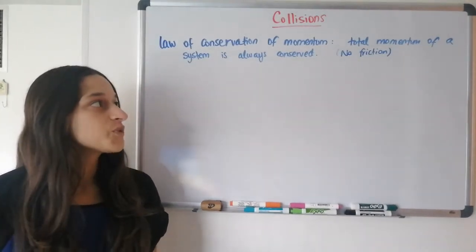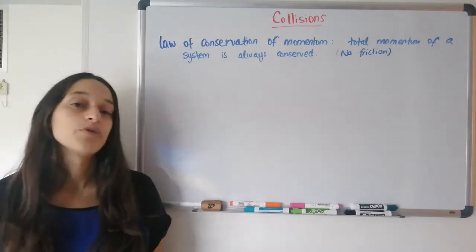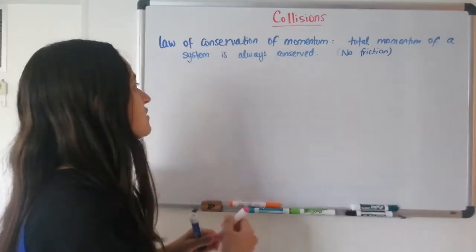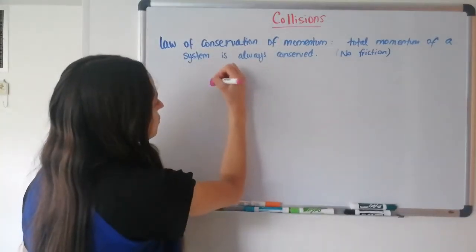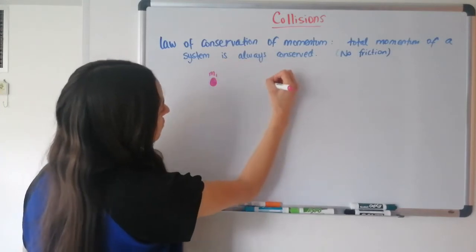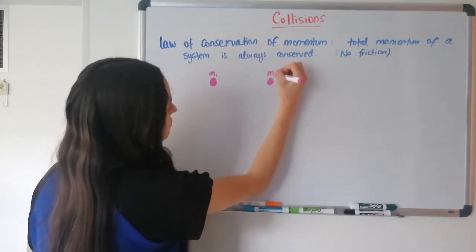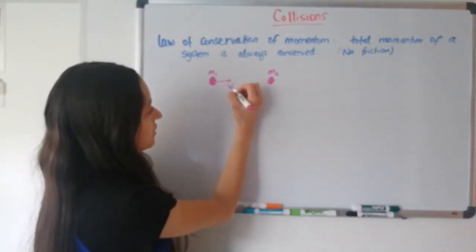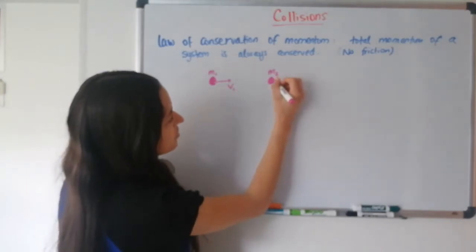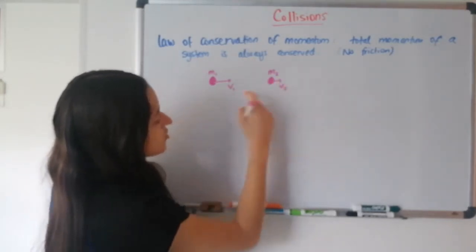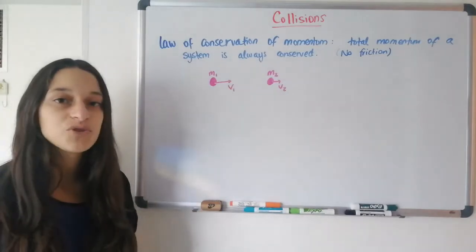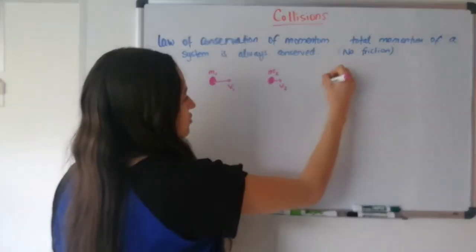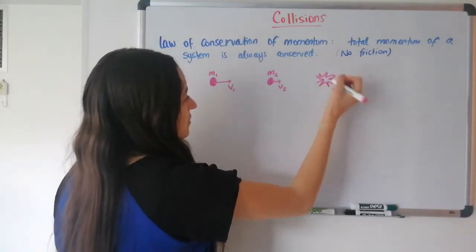Now, this is written in words as the total momentum of a system is always conserved, but it can also be written as an equation. So suppose you have two balls. One has a mass m1 and the other one has a mass m2. And one is moving to the right at a speed v1 and the other one is also moving to the right but at a speed v2. So at some point, the first ball is going to collide against the second one and something is going to happen. So I usually draw it as a collision.